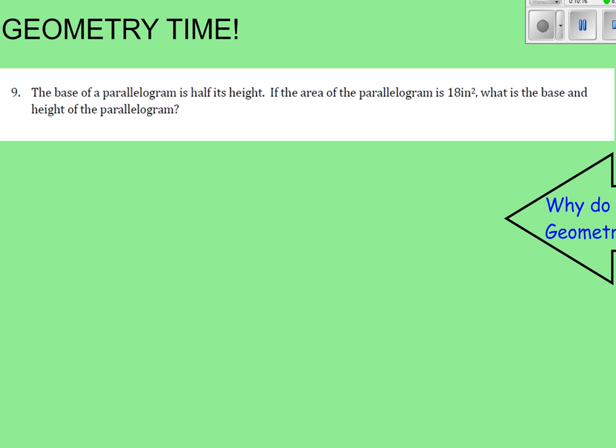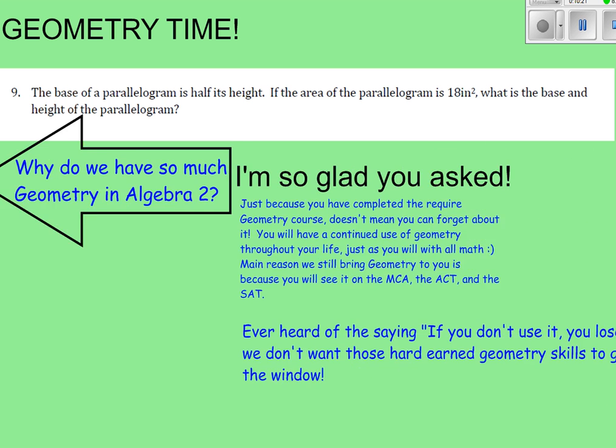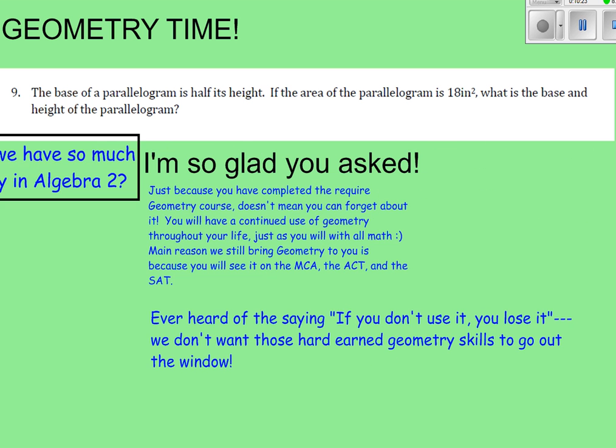The parallelogram's base is half its height. The area of the parallelogram is 18 inches. Why do we do geometry so much? I'm so glad you asked. Just because you completed the required geometry course doesn't mean you can forget about it. You will have a continued use of geometry throughout your life, just as you will with math. Main reason we still bring geometry to you is because you will see it on the MCA, the ACT, and the SAT. Ever heard of the saying, if you don't use it, you lose it? We don't want those geometry skills to go out the window just because it was last year.